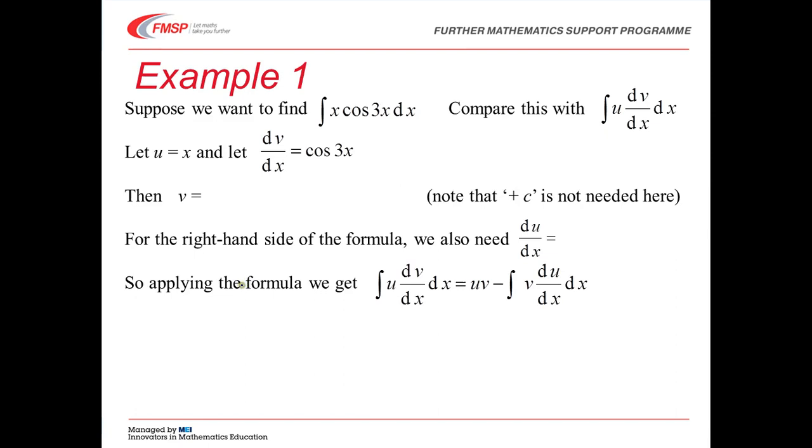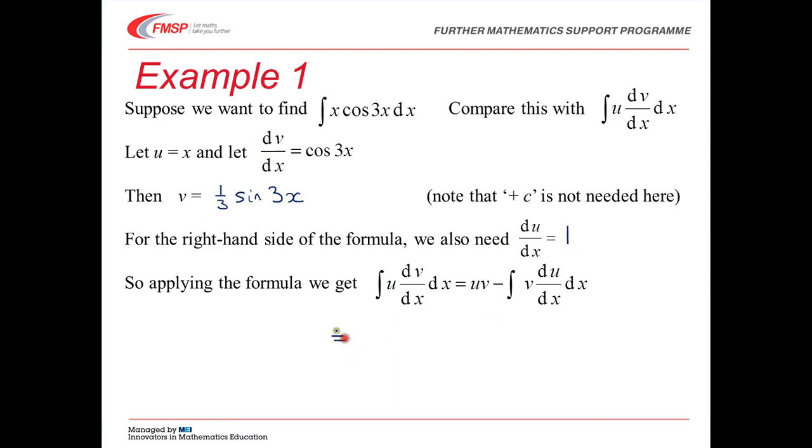Suppose we want to find the integral of x cos 3x. We compare that with the left-hand side of the formula, u dv by dx, and we let u equal x and dv by dx be cos 3x. I'm going to need v, so I need to integrate cos 3x, and that gives me 1/3 sine 3x. For the right-hand side of the formula, I'm also going to need du by dx, which is just 1.